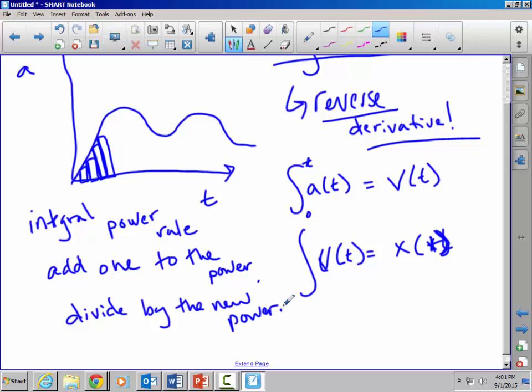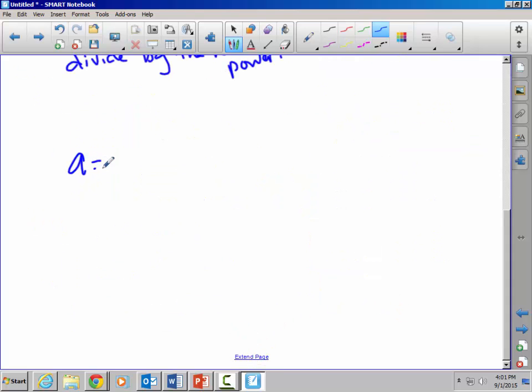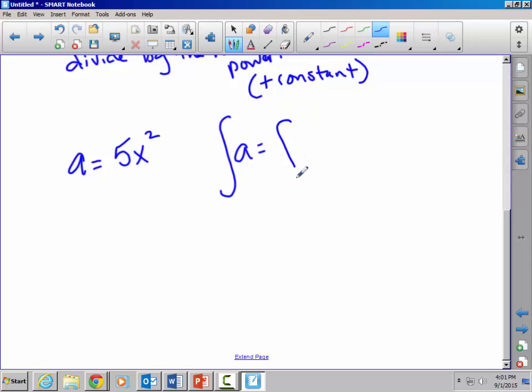So let's take a look and see how this works. So let's say my acceleration function, and then you also add your constant. We'll talk about that in a second. So let's say 5x squared is your acceleration function, and I want to integrate this, and I'm going to integrate it with respect to x, and that's going to become important later because that tells you what variable you're actually concerned with in the integration.